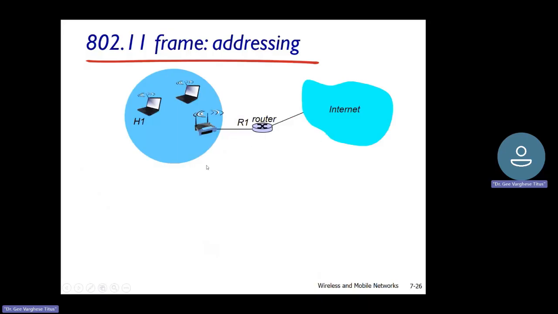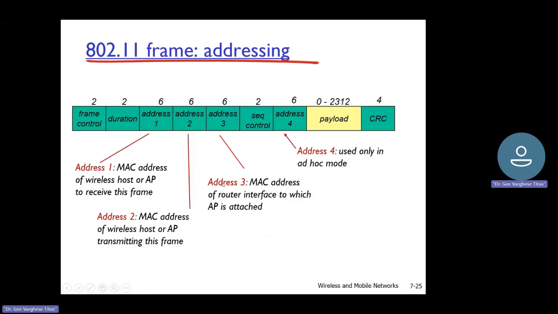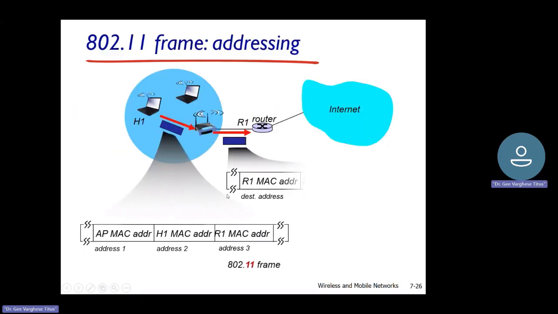So just to depict what those addresses are, you have this diagram over here. You have a host that tries to transmit something. So this is the 802.11 frame that you're talking about. This is address 1, the access point address, then the H1 MAC address, and the router's MAC address will be address 3. So these are the 3 addresses in this particular structure, with corresponding examples.